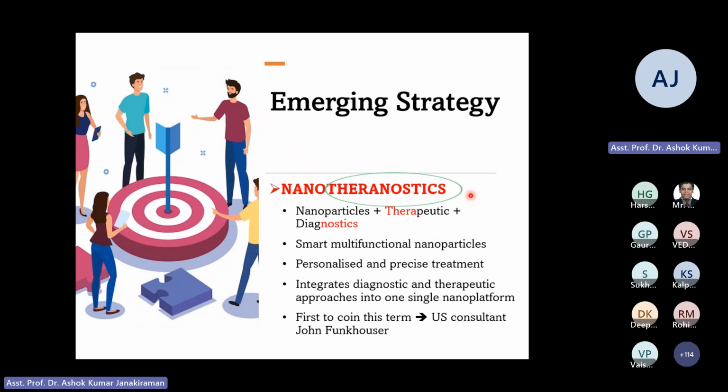So what is the role of imaging agents? Normally we can have a lot of imaging agents. So by using magnetic resonance imaging, we can identify whether the compound has reached the target site. So how are we going to achieve this imaging strategy? By using the smart multifunctional nanoparticle. So it should be considered a personalized and precise treatment, with delivery, diagnosis, as well as therapeutic medicine in one device.